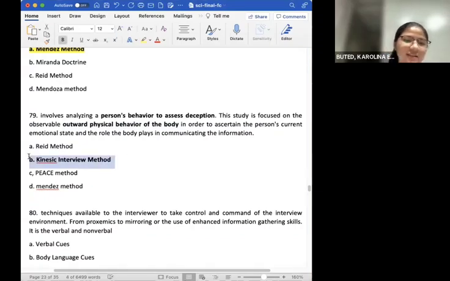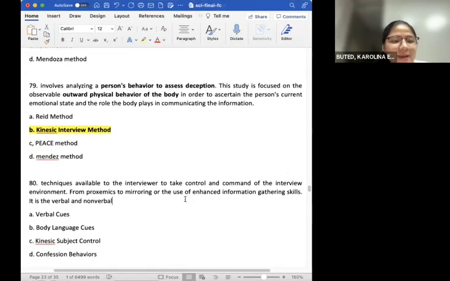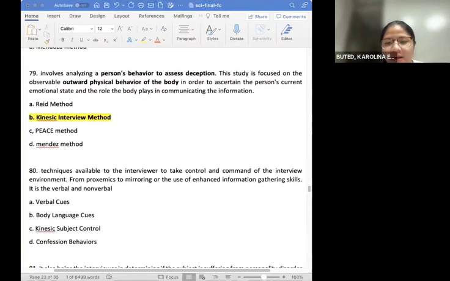Correct. Kinetic interview method. Reid method, na-discuss na natin. Peace method, yung merong 5 steps. Okay. By planning and preparation, engage, account, closure, at saka evaluation. Okay. Mendez method, ito yung when there is a full respect of human rights and dignity of all. It is an alternative to interrogation. Okay, discuss na natin yan. 80. Okay, let's go to 80.